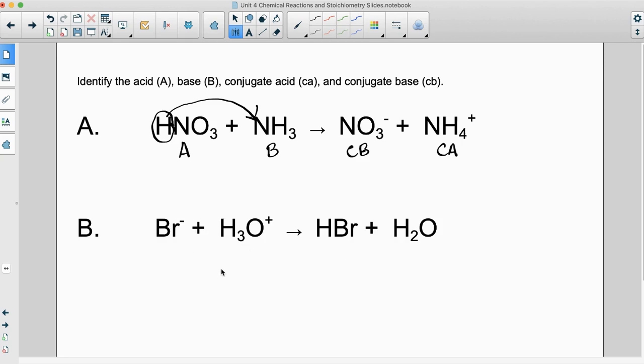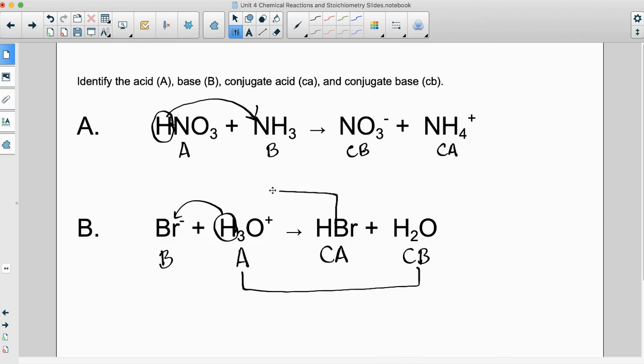Second example, we've got to first figure out which way the proton's going. Looks like the proton here from hydronium is going to the Br minus. So hydronium is acting as the acid. Br minus is acting as the base. Br minus becomes HBr, that is its conjugate acid. H3O plus becomes water. Water is its conjugate base. So let's just connect up these conjugate acid-base pairs here. So this goes with that, and that goes with that.